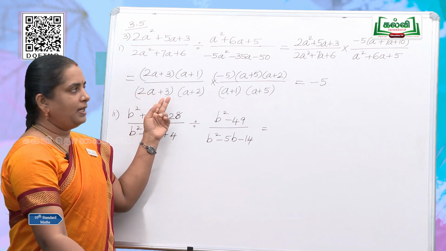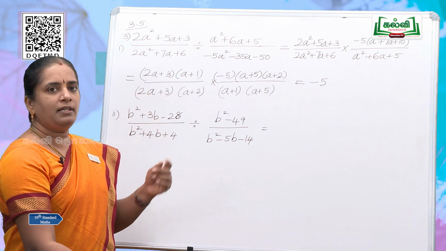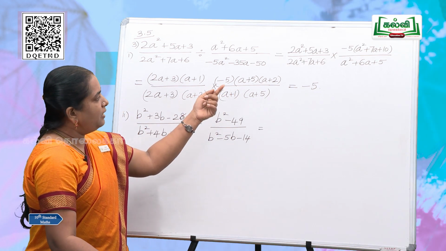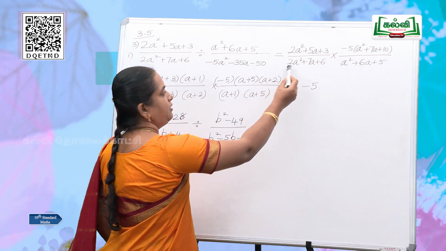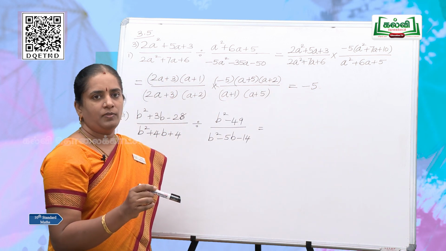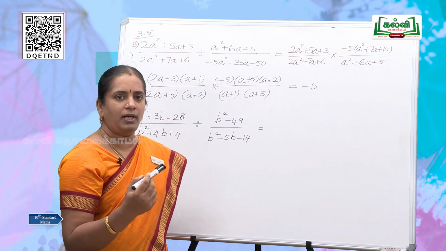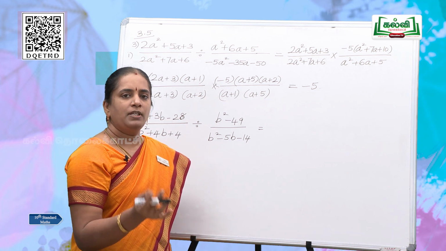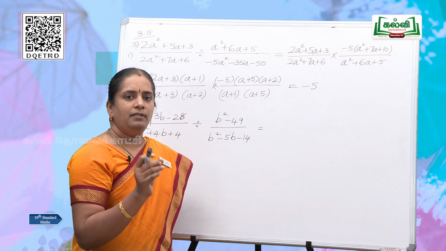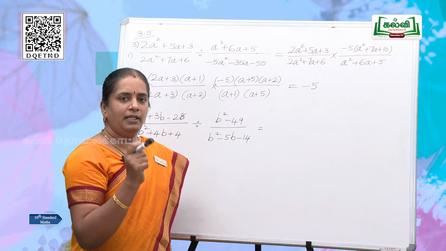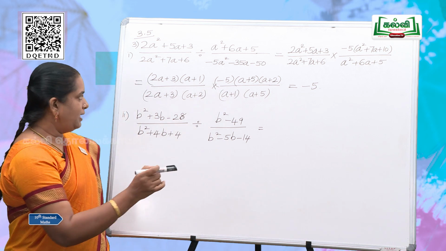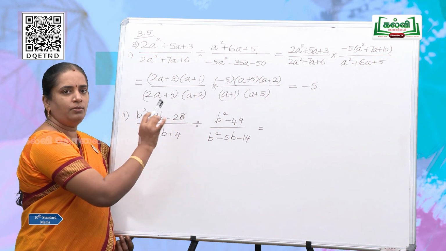So, 2a plus 3 into a plus 1 is the factorized form of the numerator, and then the second denominator has 2 into 6, that is 12 as the product and 7 as the sum. So, you have found the numbers as 4 and 3, very good. So, we have to split the middle term as 4a plus 3a, and then we have to group them and find the factors as 2a plus 3 into a plus 2.